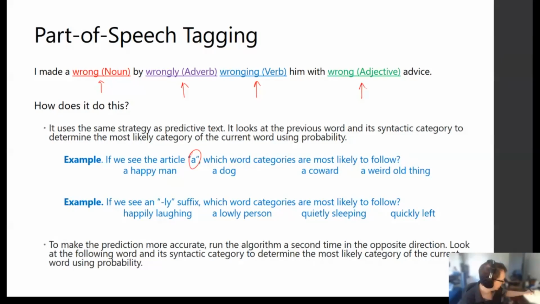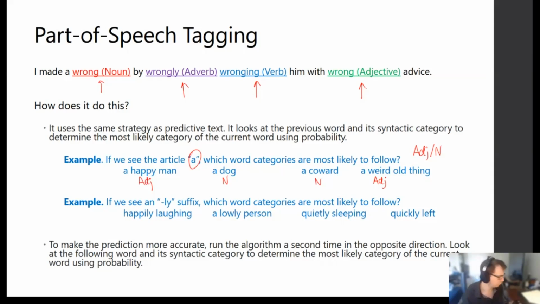Well, if we have a bunch of different phrases here: a happy man, we have one case where we have an adjective right after. A dog, one case with a noun. A coward, one case with a noun. And a weird old thing, one case with an adjective. So if we take a look at this, we're really going to be looking at either an adjective or a noun right after. Those are going to be the two choices.